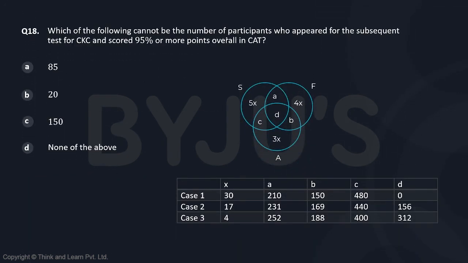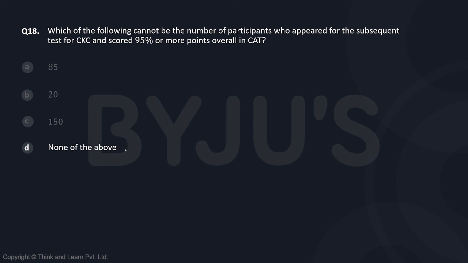Now it says which of the following cannot be the number of participants who appeared for the subsequent test for CKC and scored 95% or more points overall in CAT. How many people appeared for the subsequent test for CKC but have got 95% or more? These are those people who got more than 90% in only S. That means these are the people of 5x. Now what can 5x not be? This is what the question is asking. 5x can be 5 into 30, 150, 5 into 17, 85, 5 into 84, 420. It can be this, it can be this, it can be this. So none of the above is the number which it cannot be. So my answer for this question is none of the above.